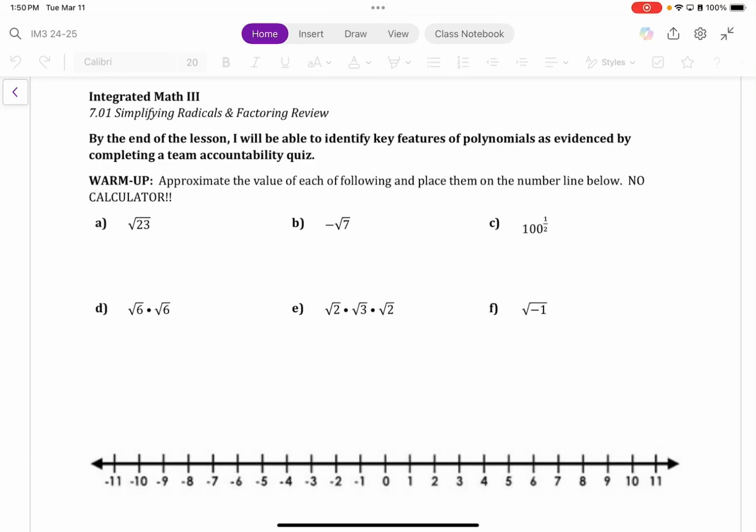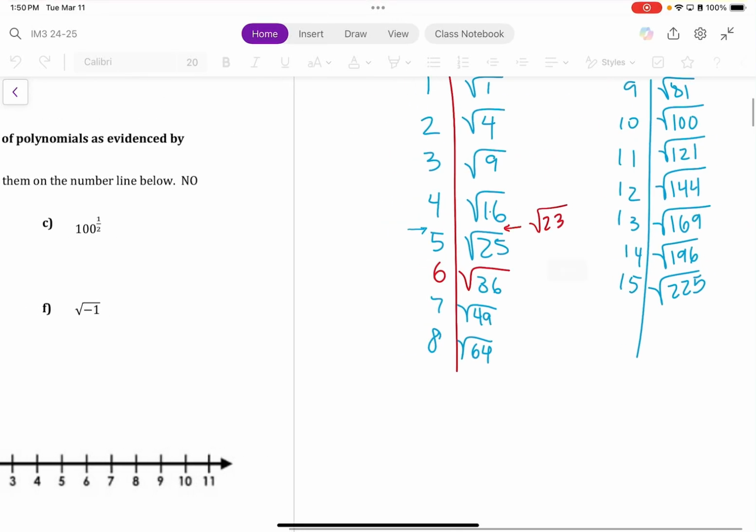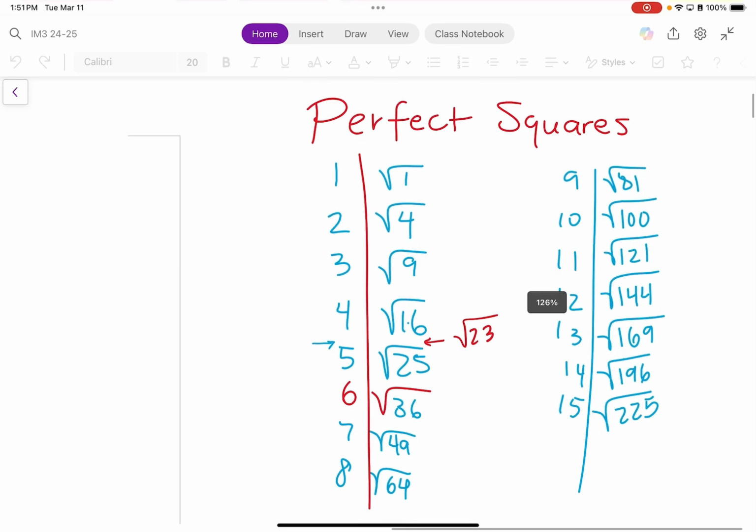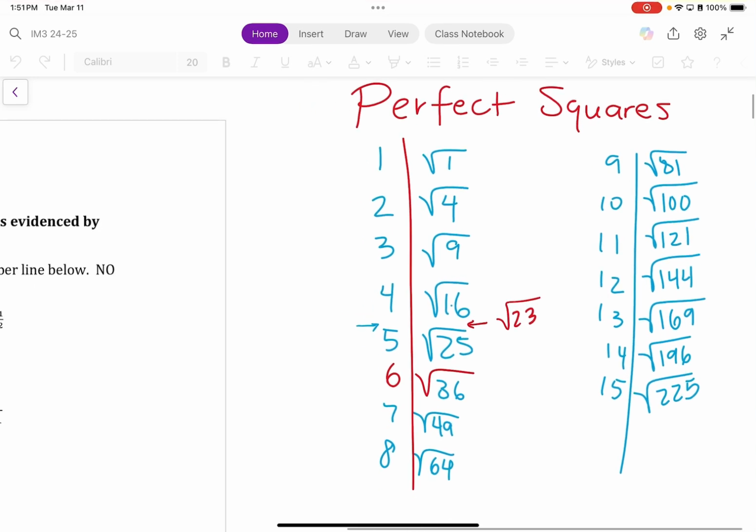This later. But anyway, we're doing 701, simplifying radicals and factoring. Before you even do the warm-up, I would like you guys to copy down the list of perfect squares 1 through 15. So copy down this list right here. We're going to be referring back to these throughout the lesson today. If you want to take a picture, you're more than welcome to.